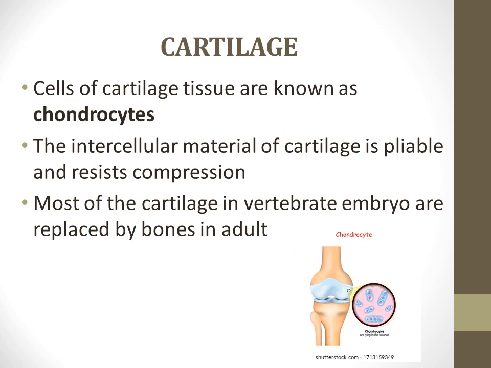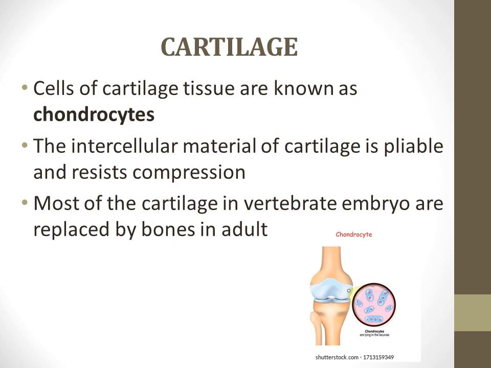This tissue consists of cells, right? The name of the cells present in this cartilage tissue is chondrocytes. It is one of the questions, either a 2 mark or 3 mark question will be asked: What is chondrocytes? Or name the cells of this cartilaginous tissue.